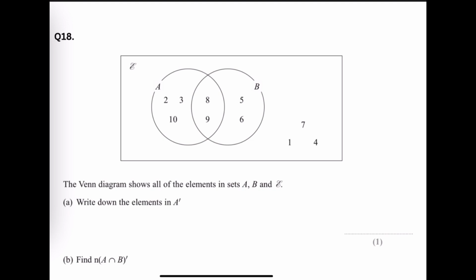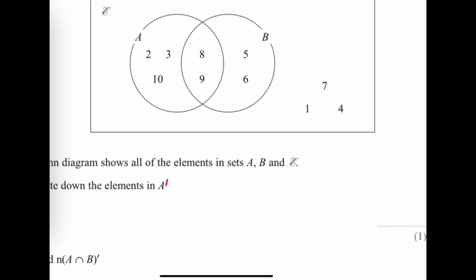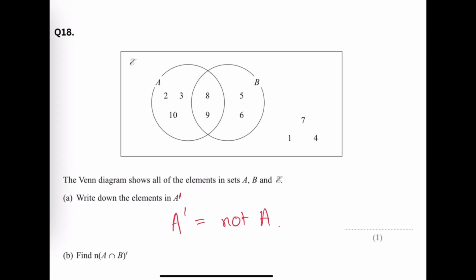Question 18. The Venn diagram shows all the elements in sets A, B, and overall. Write down the elements in A with this dash over here. This A dash just means not A. That's simply what it means. So we're basically going to include everything except what's in A. So we can see that it's 5, 6, 7, 1, and 4.